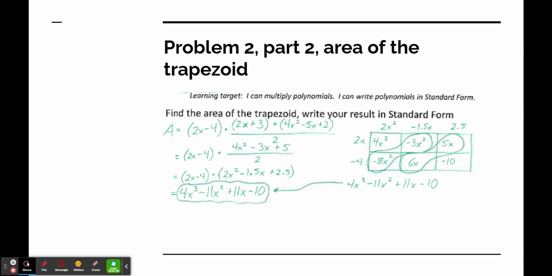So if you look over to the right, that's where you'll see my box method where I multiply those. I have the 2x and the minus 4 on the left, and then the 2x squared minus 1.5x plus 2.5 on the top. Fill in all my boxes, all whole numbers. I guess I was nice to you here. And then the x squareds were like terms, so I circled them. The x's were like terms, so I circled them, and it comes out to 4x cubed minus 11x squared plus 11x minus 10.